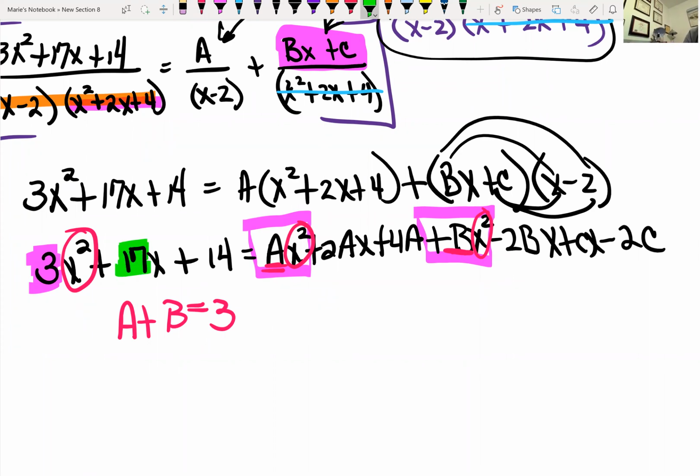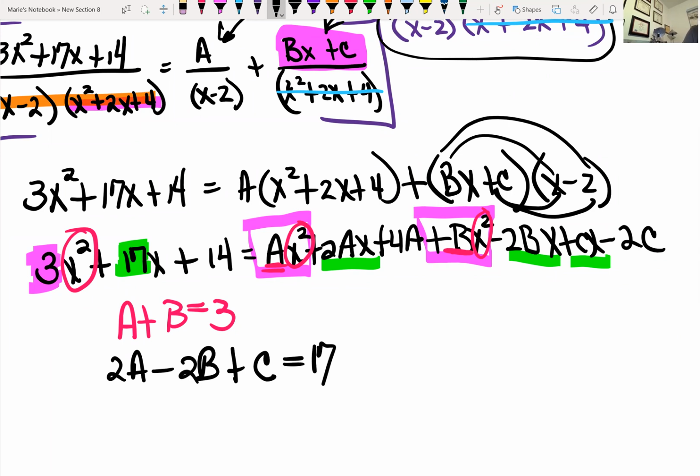In the green, notice the 17x. So I'm going to look at all of my x terms. So ignoring the x itself, I have 2a minus 2b plus c is equal to 17. Are you following me with that one? In light blue, notice that I have 4a minus 2c, and that's my 14. That's my constant value. So I know that 4a minus 2c gives me 14.